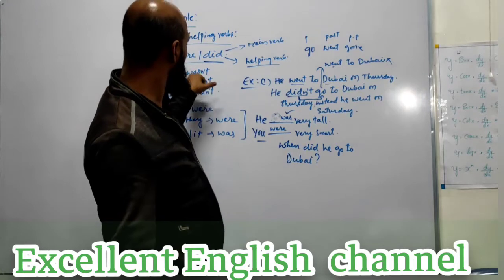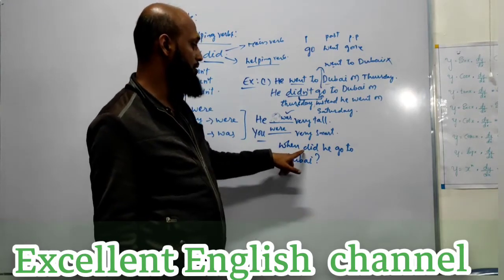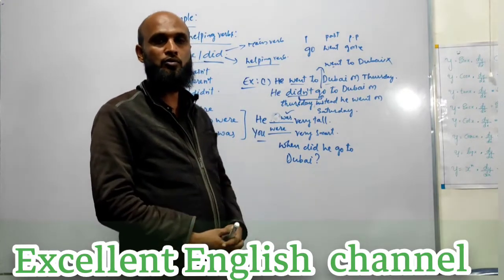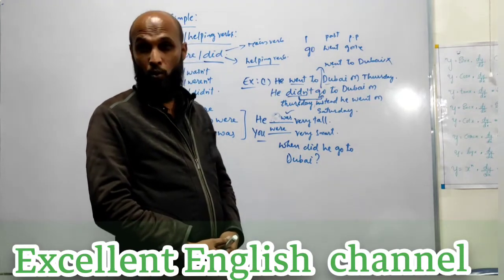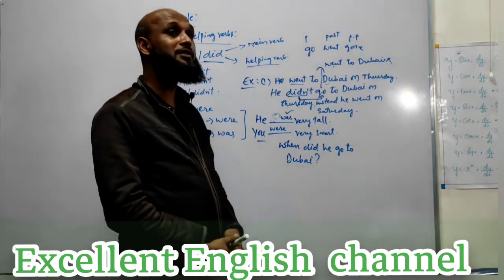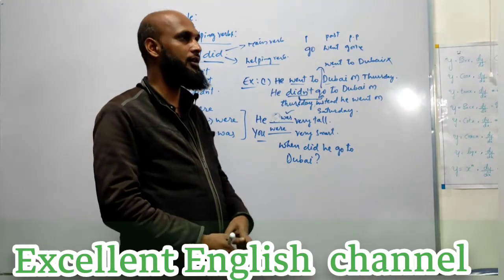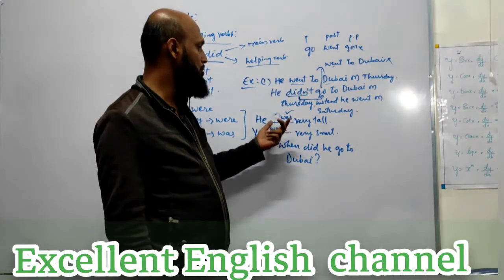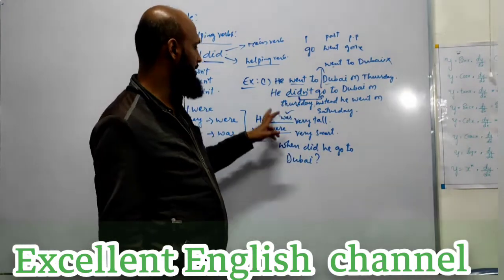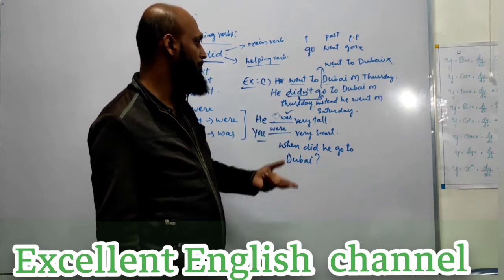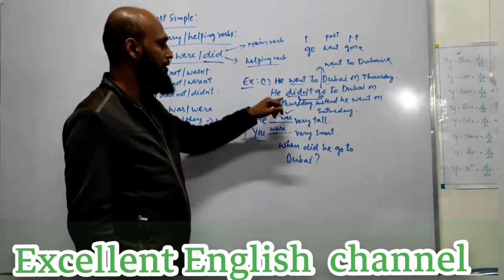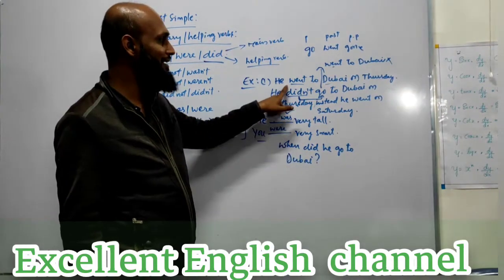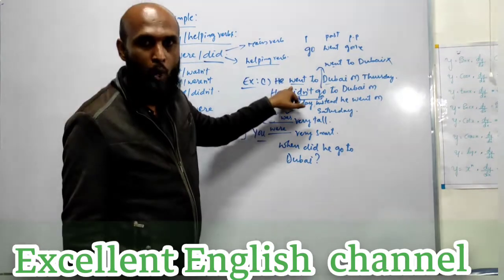And when are we using was and were and did? As I told you, if there is no main verb in the sentence, that is when you are going to use was and were as a helping verb. And if there is a main verb already in the sentence, in order to make negative sentences or to make questions, you are going to use did. In the examples here, you can say that he didn't go to Dubai on Thursday, instead he went on Saturday, so didn't. And in order to make a question, when did he go to Dubai? Because the sentence has the main verb went.